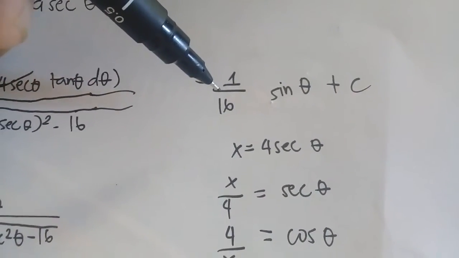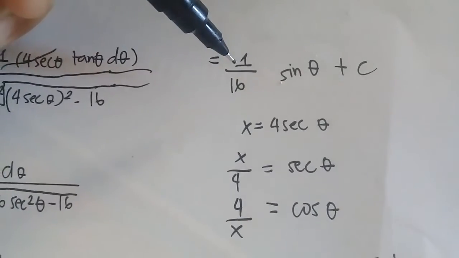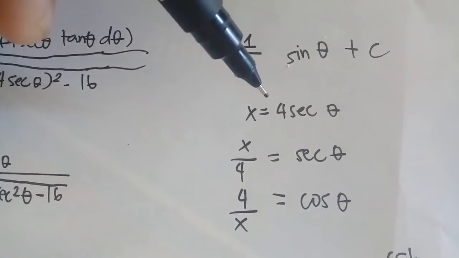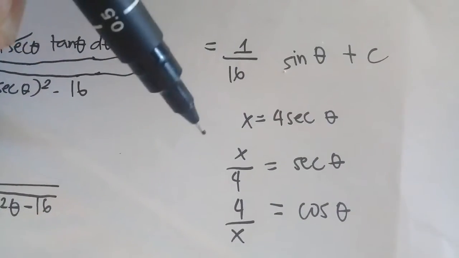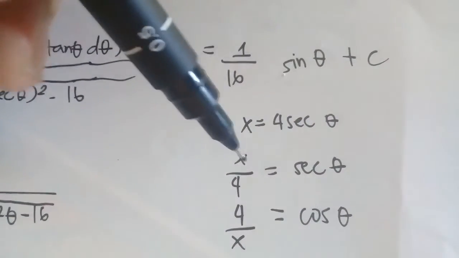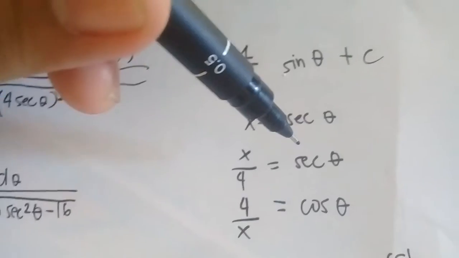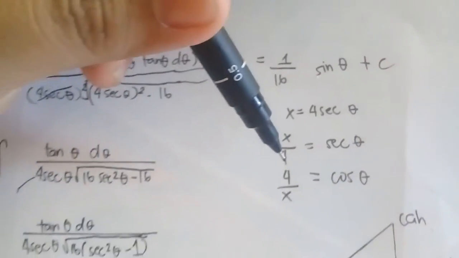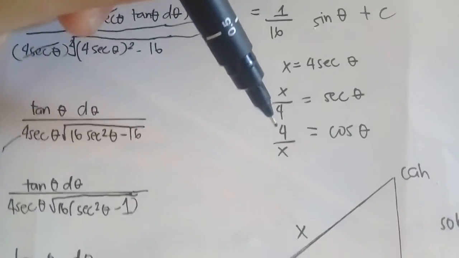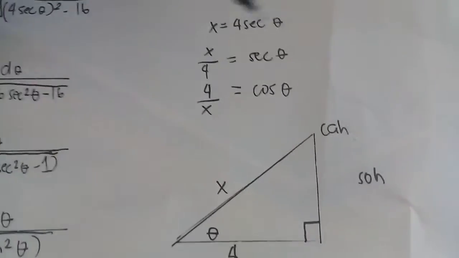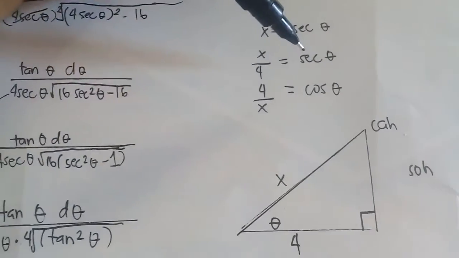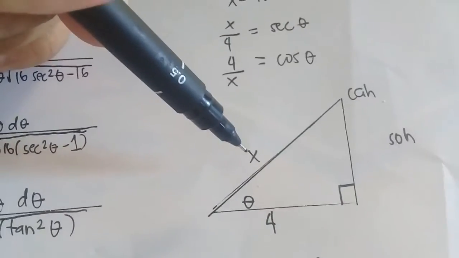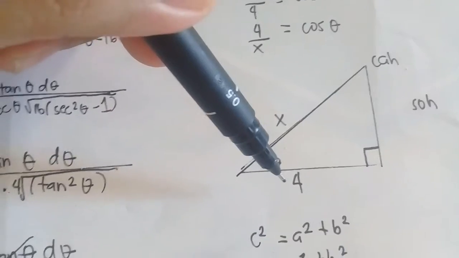Then we have to identify the unknown. x is equal to 4 secant theta. We have to divide both sides by 4. So x over 4 is equal to secant theta. Then the reciprocal of secant theta is cosine theta, so cosine theta is 4 over x. We all know that cosine is adjacent over hypotenuse. So x will be the hypotenuse and 4 will be the adjacent.